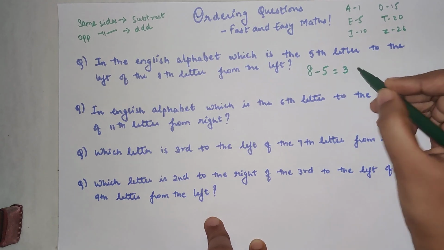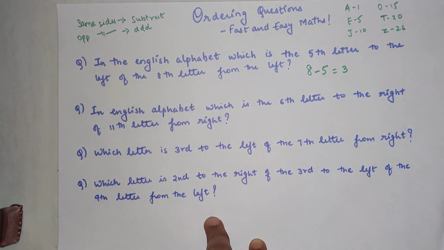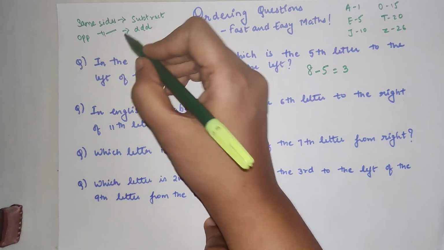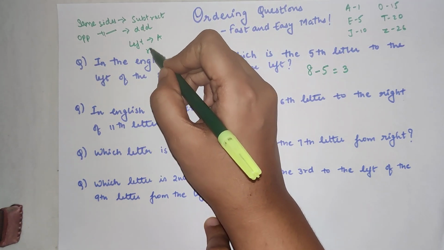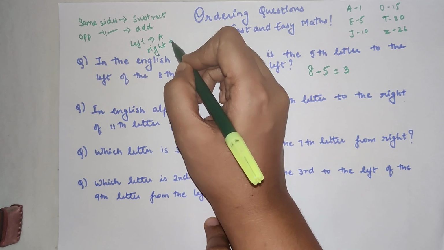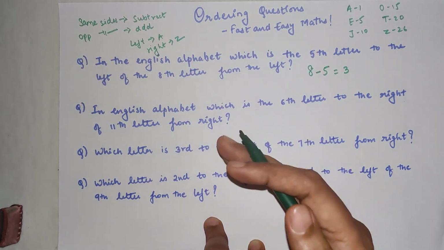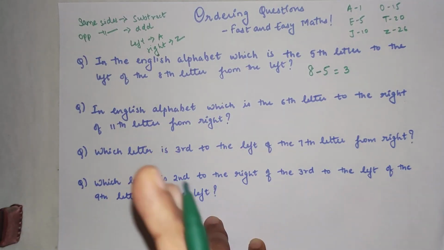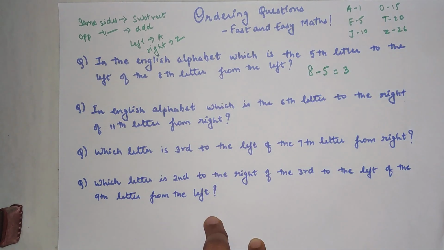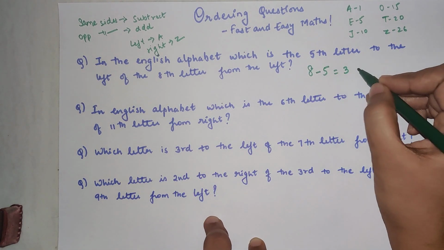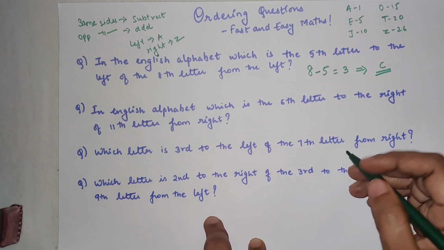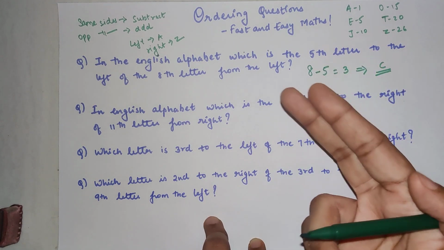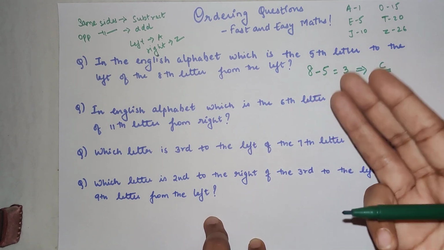So we are getting 3, and the 3rd letter from the left. Please understand, when it is from the left you start with A, and if it is from the right you will start with Z. Always remember, the left will be your left and right is always your right. So in this case your answer is alphabet C. Why? Because A is the first letter, B is the second letter, and C will be your 3rd letter.